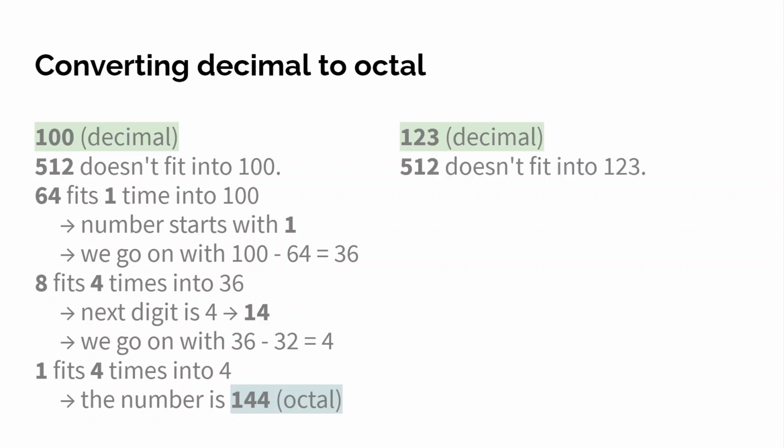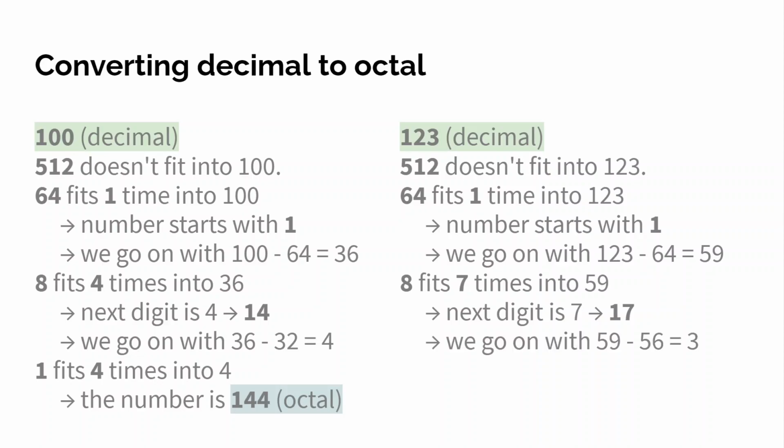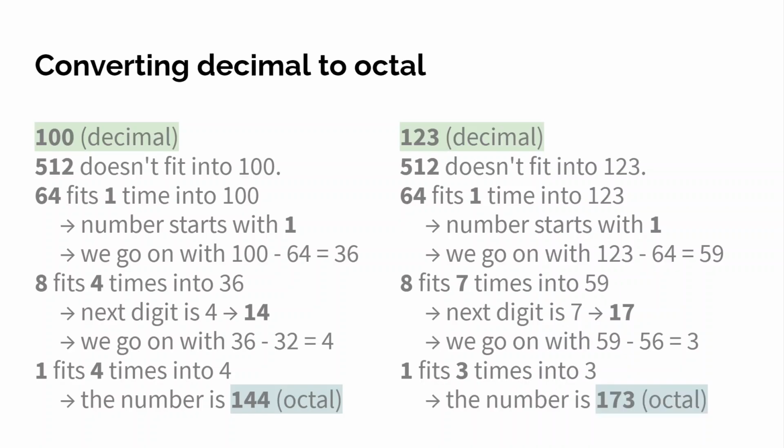123 is our second example. 512 again doesn't fit, so we ignore it. 64 again fits 1 time. Number starts with 1, and we go on with 59, because if we take 123 minus 64, we get 59. 8 fits 7 times into 59, so the next digit must be a 7, where we get the number that starts with 1, 7. We go on with 3. 1 fits 3 times into 3, so we know our number must end with a 3. So it's 173 in octal, which is 123 in decimal.